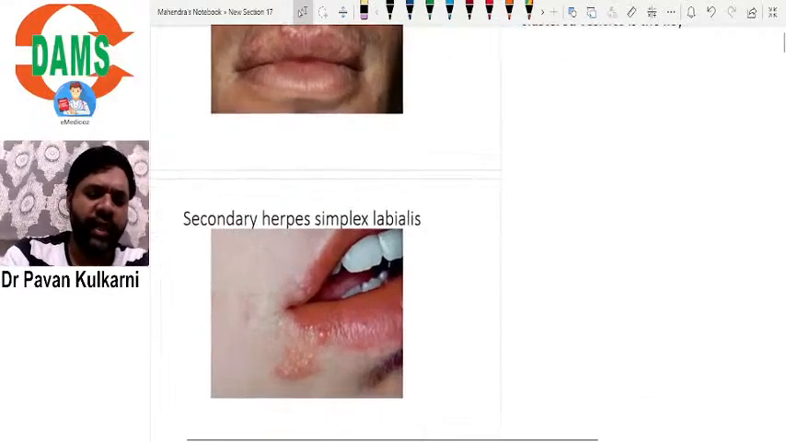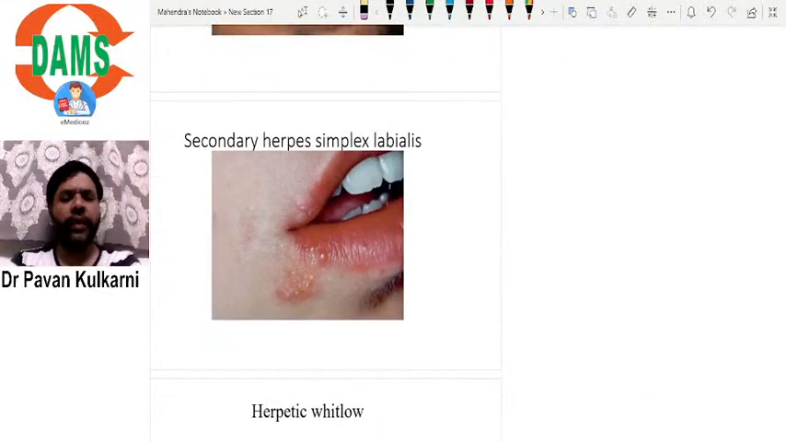Okay, that's the second image about herpes simplex. Look at the image, how it is. It has clustered vesicles.